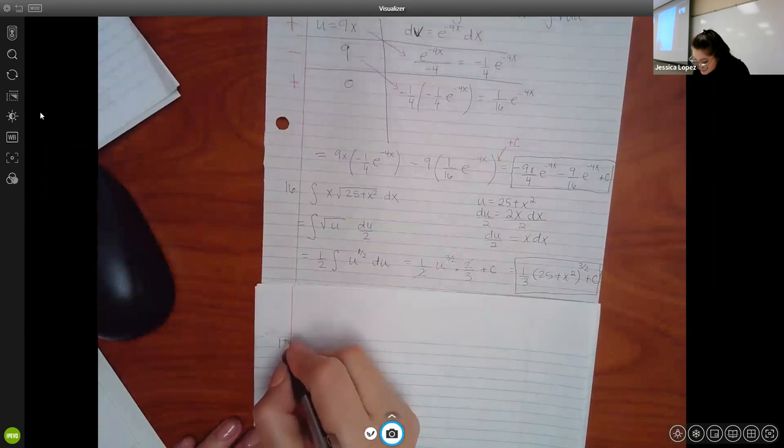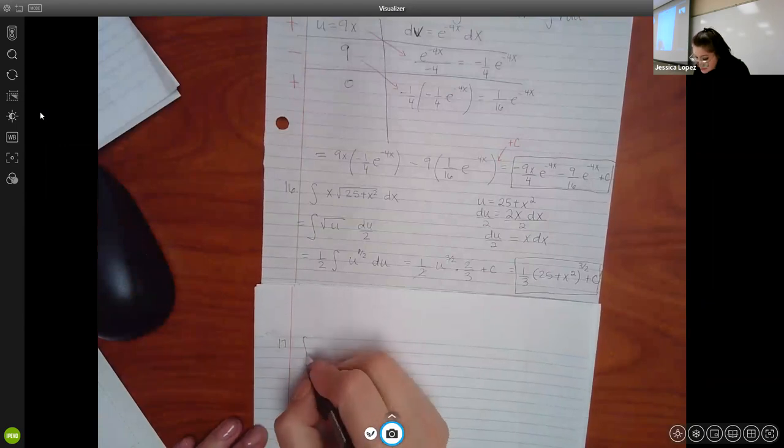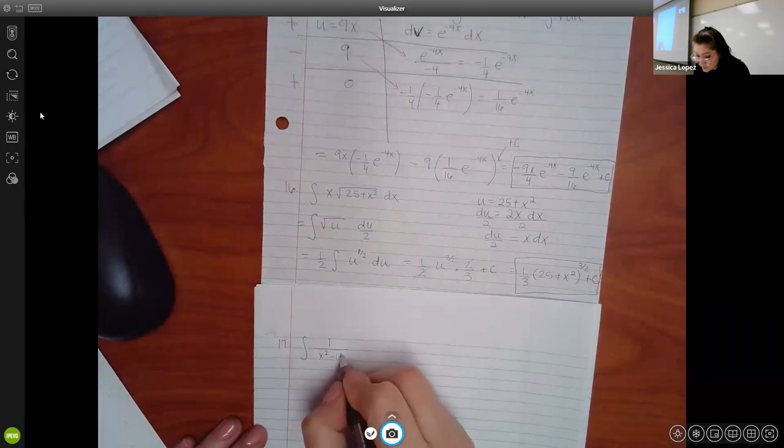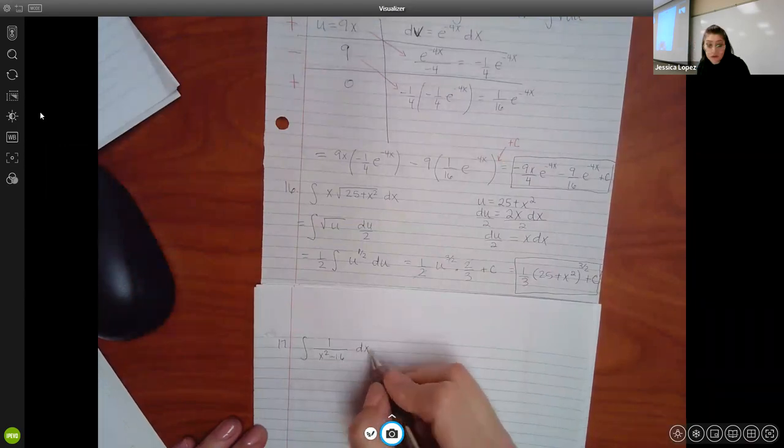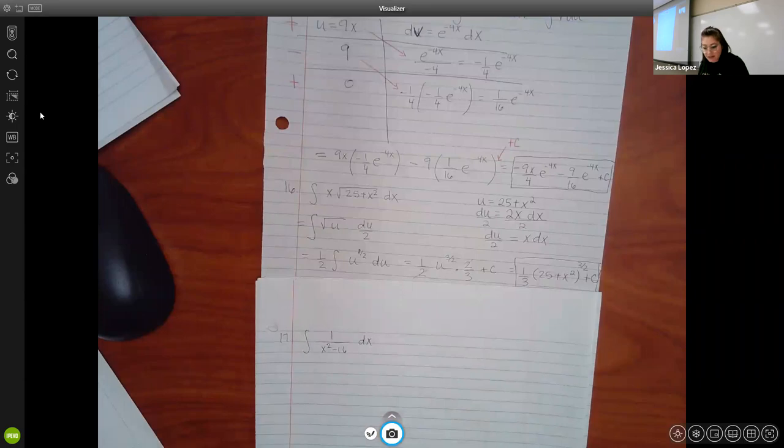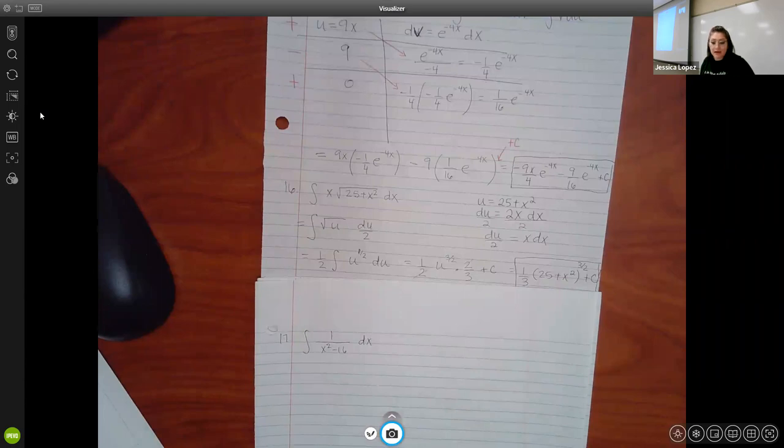Okay, let's see. 17 is this one, but this one does tell me specifically what I have to do. So number 17 says, use partial fractions to find the indefinite integral. Why? You like partial fractions? I couldn't figure that out.